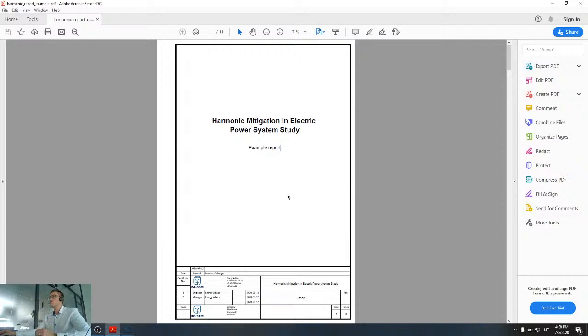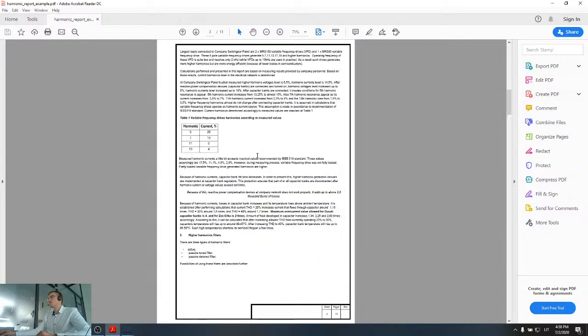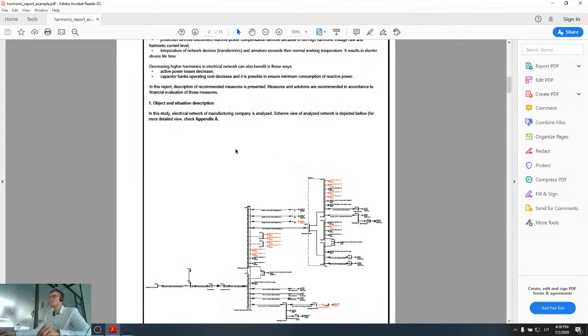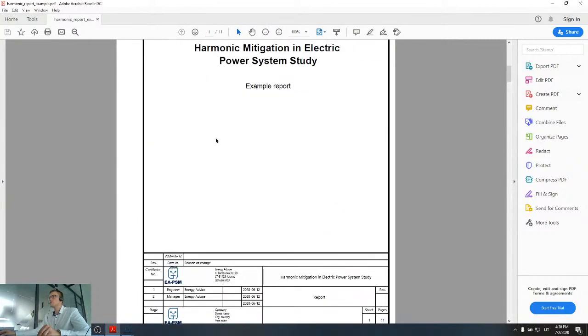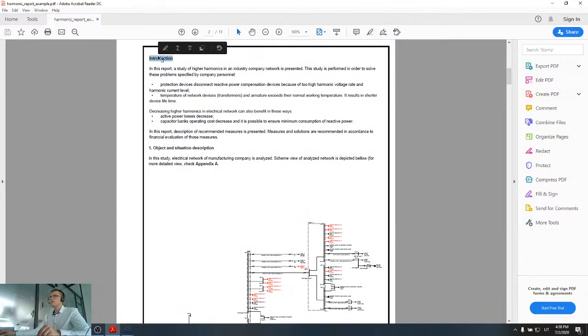One more example is how the report about the harmonics should look. This is an example report regarding harmonics mitigation for one of our clients, and it covers several things. First of all, its introduction part, where we explain to our clients why you need to reduce harmonics, what the problems are, and why the study is made. It's just simple introductory information for the client who will read the report.